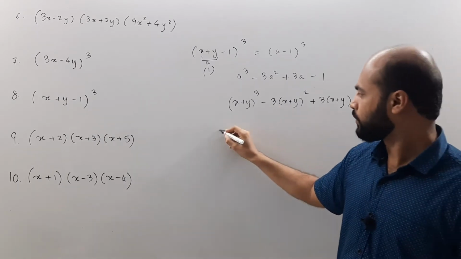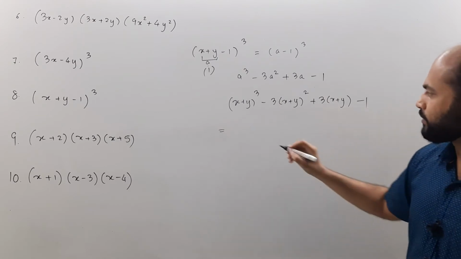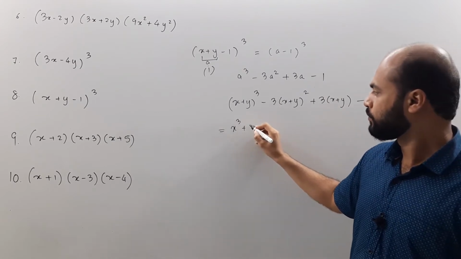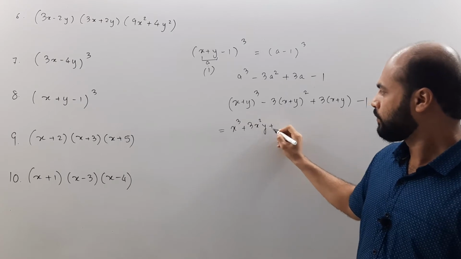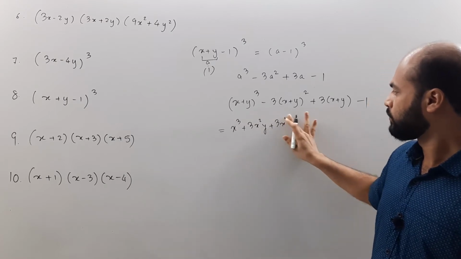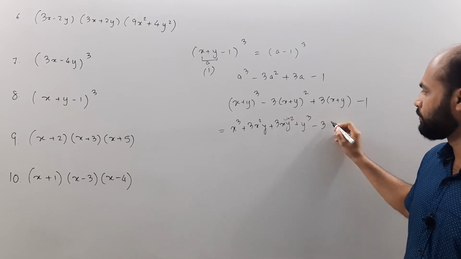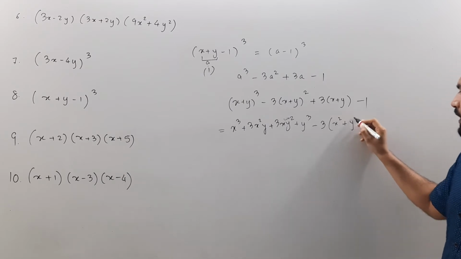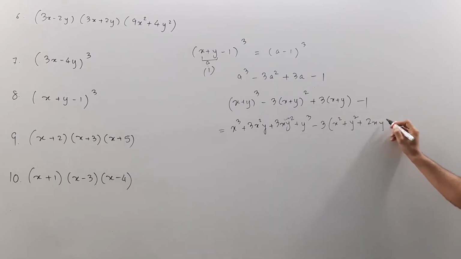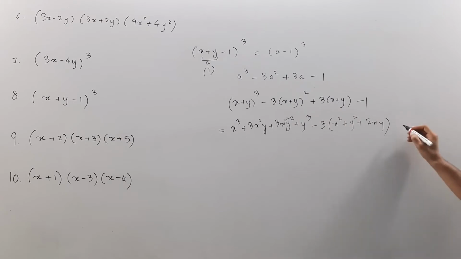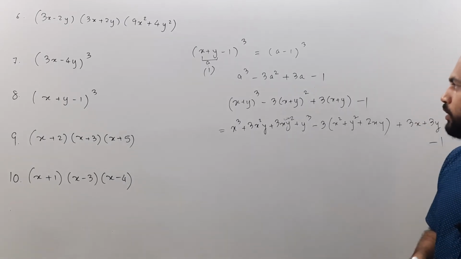Now let's go further and expand this term. All the terms will expand. So we get x cube plus 3x square y plus 3xy square plus y cube minus 3 into x square plus y square plus 2xy, the expansion of this, then 3x plus 3y minus 1. So this would be the expansion of this particular expression. Now what would be the other method? That would be the question in your mind.